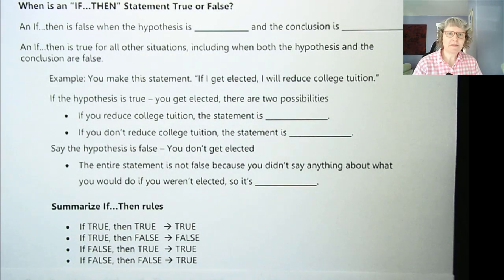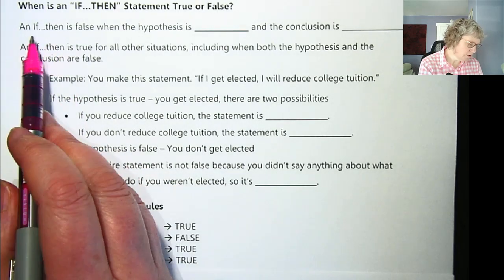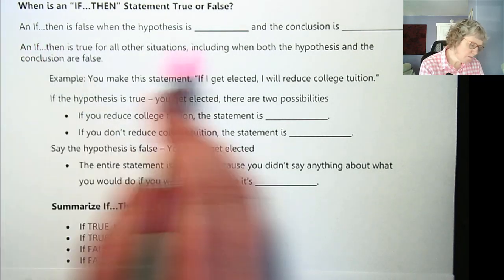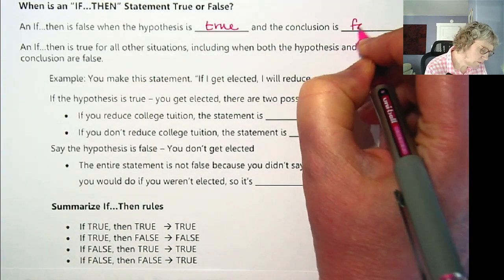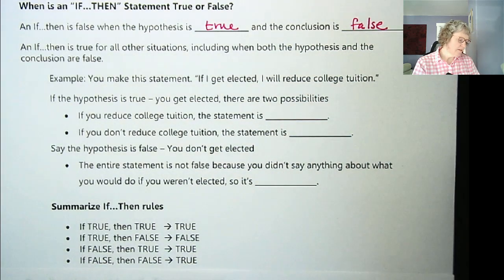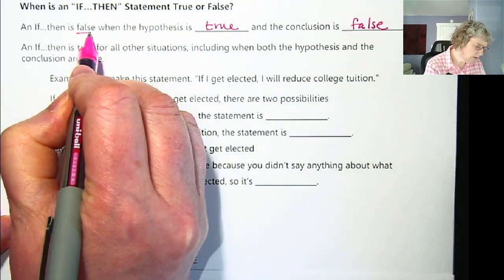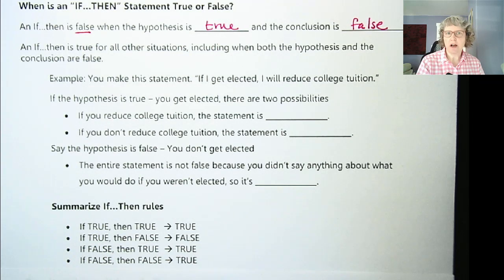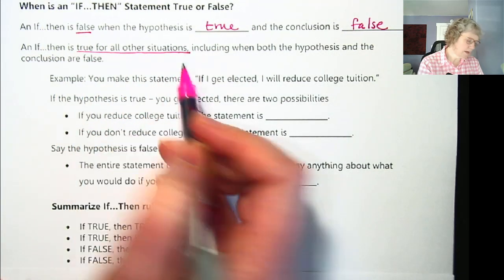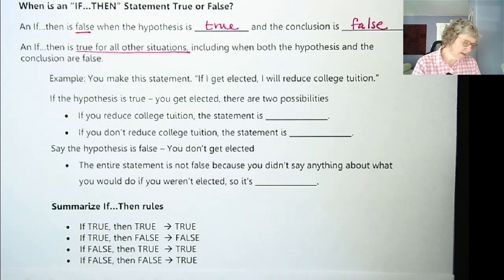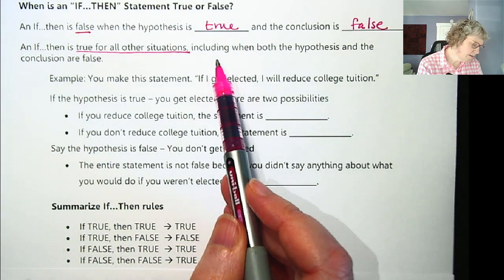Okay, so let's continue with our if-then statements, and let's determine when they are true or false, okay? So an if-then, or a conditional statement, is false when the hypothesis is true and the conclusion is false. Okay, so notice I'm talking about when it's false, and that's because there's only one time when an if-then statement can be false. It's true for all other situations. Okay, so let me show you an example of this because I think that'll help make more sense.